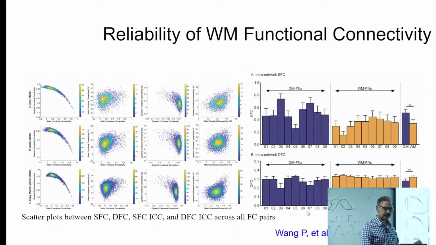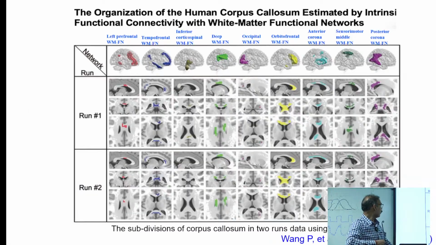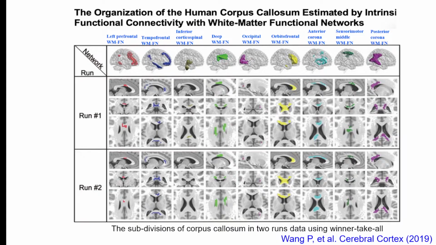So what we did was, we took data from the Human Connectome project and focused on the white matter, focused on the corpus callosum, which is the largest white matter tract, right? The way we did it was we took every voxel from the corpus callosum, correlated with every voxel in the white matter in the brain, and then did a k-means clustering, right?